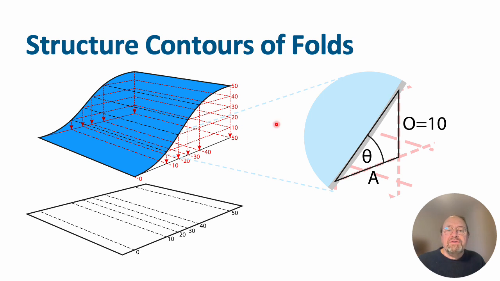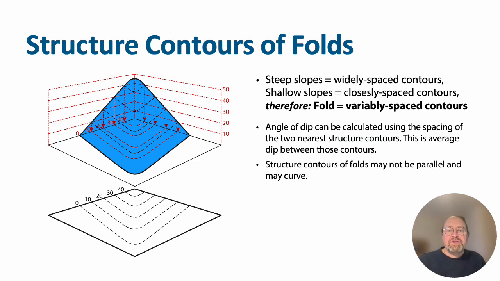And you can determine the dip on the strata with simple geometry here. The spacing between the structure contours can be used to calculate the dip on the fold limb. And a similar approach can be used with folds which are plunging. So that was a horizontal fold you saw in the last one.